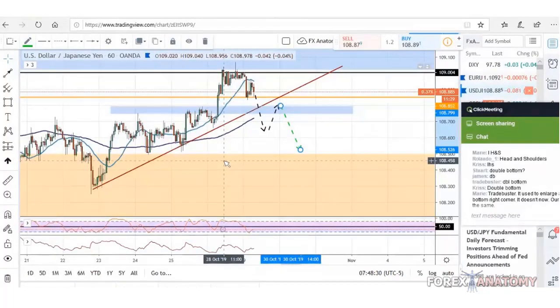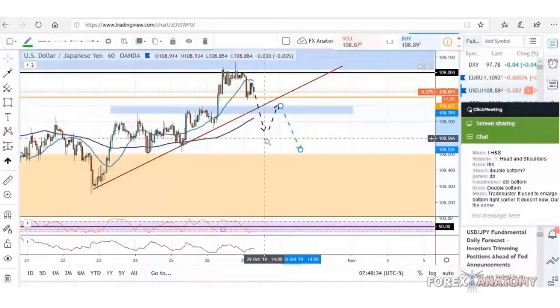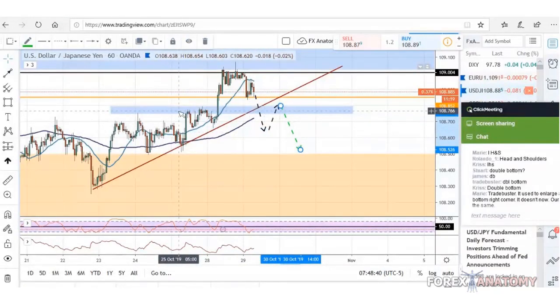But if we do see something like this happen on the Japanese yen, then you can take this setup as well. Wait for price to break and expand lower, breaking below this structure zone of resistance right here, and then wait for price to correct and retest this zone before you look for an opportunity to sell.